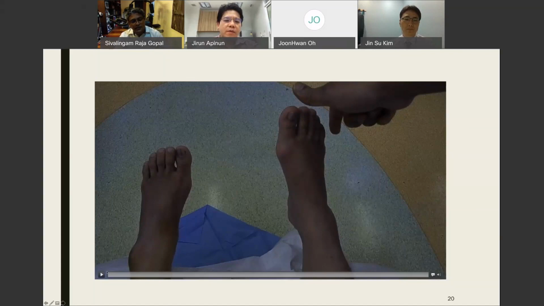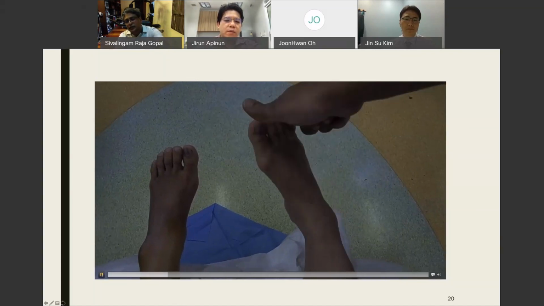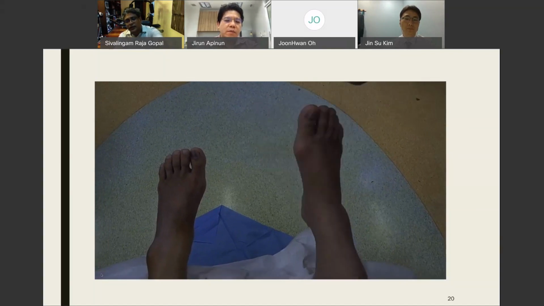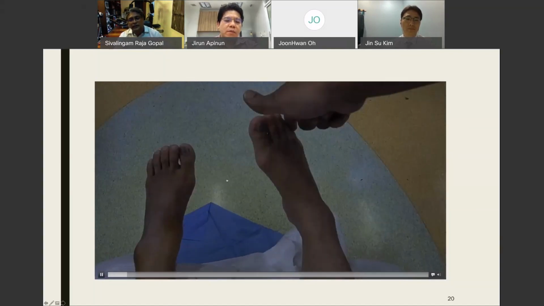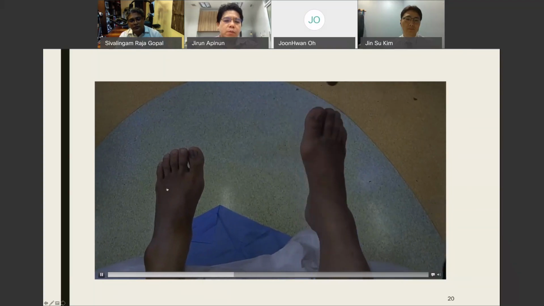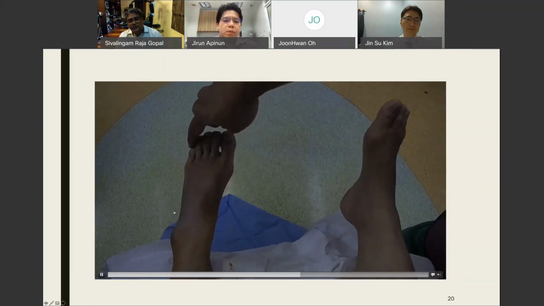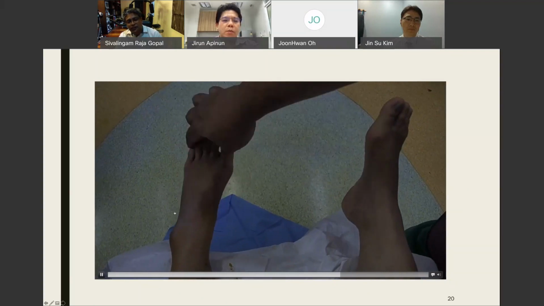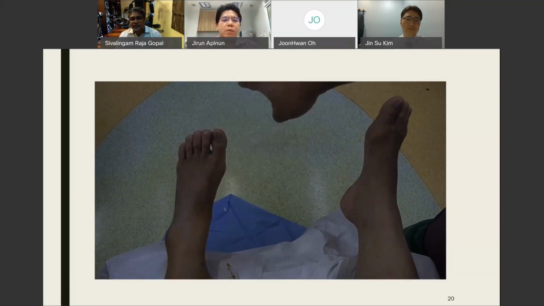As she's under general anesthesia, you can actually see the springiness of the good leg compared with the other leg, the surgery leg. This is the good leg, and this is the leg which has a torn ATFL. It loses its springiness. It doesn't have the same bounciness as the good leg.